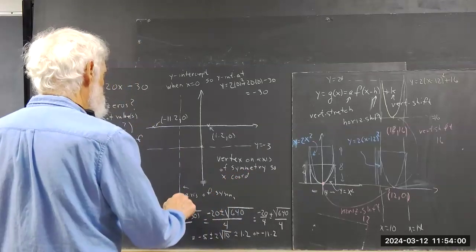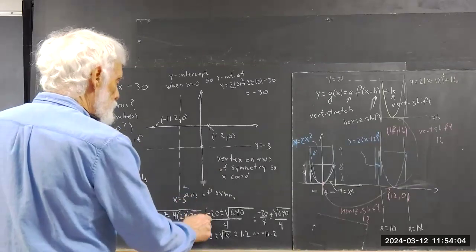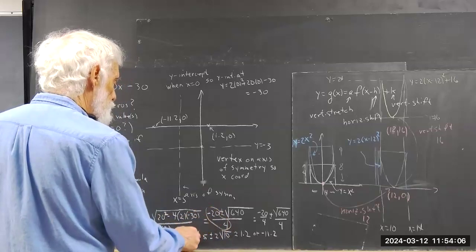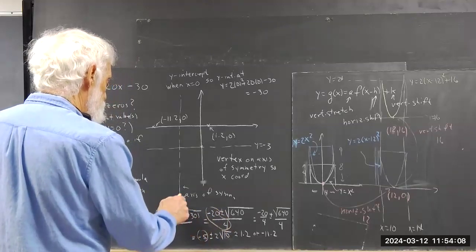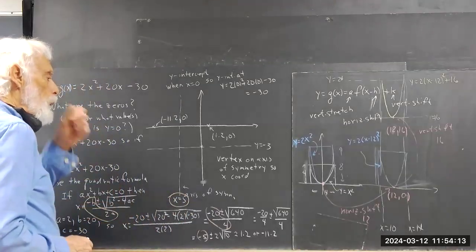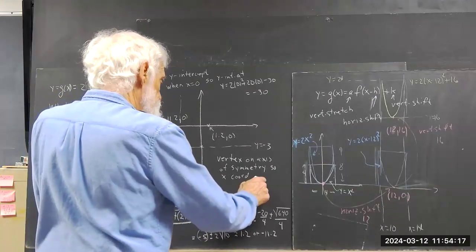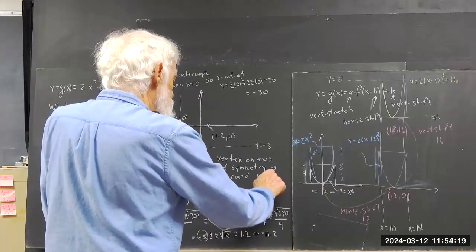Axis of symmetry is x equals 5. This number here came from your negative b over 2a, and right there it is again. And there it is, x equals 5. So the x coordinate is 5.